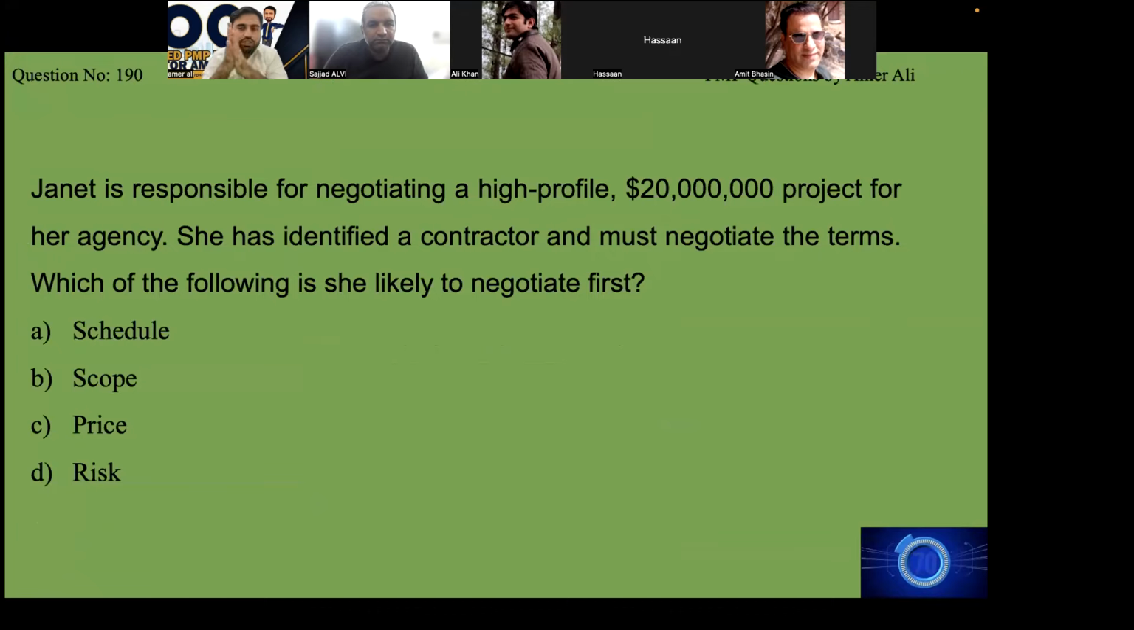Question number 190 for you, ladies and gentlemen. I should get that KBC music whenever I put up a question. I can get it right now.